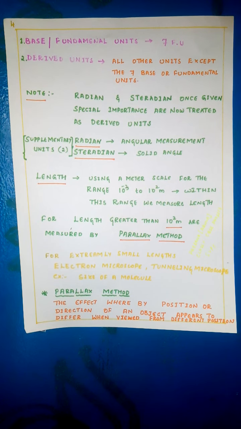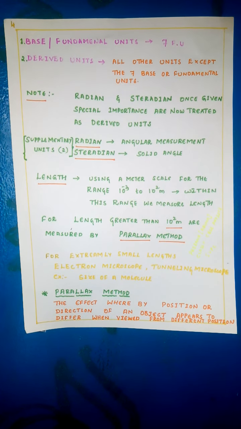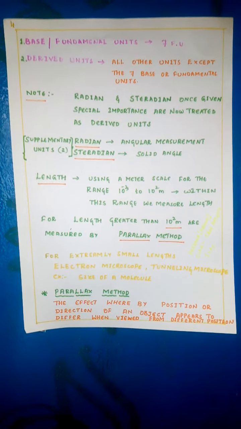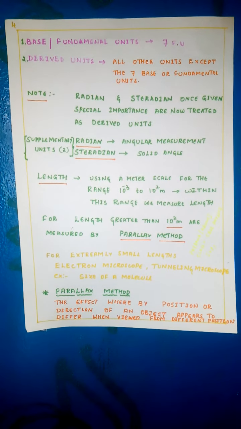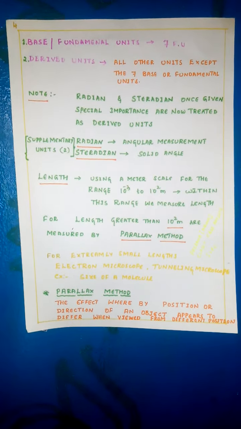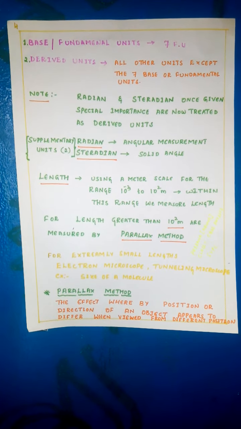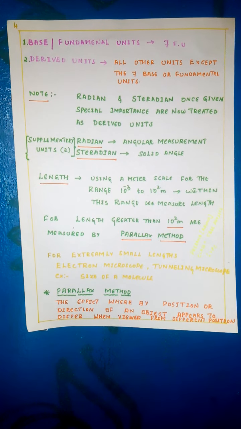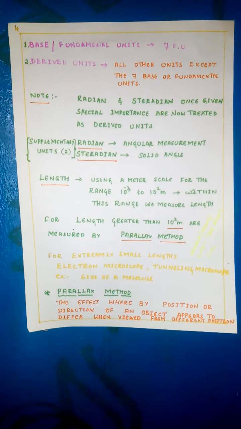But if it exceeds 10 to the power of 2 meter, then we will use the parallax method. Lengths greater than 10 to the power of 2 meter are measured by the parallax method. I'll explain what the parallax method is. And for extremely small lengths, we use an electron microscope or tunneling microscope, because we can't see them with the naked eye.